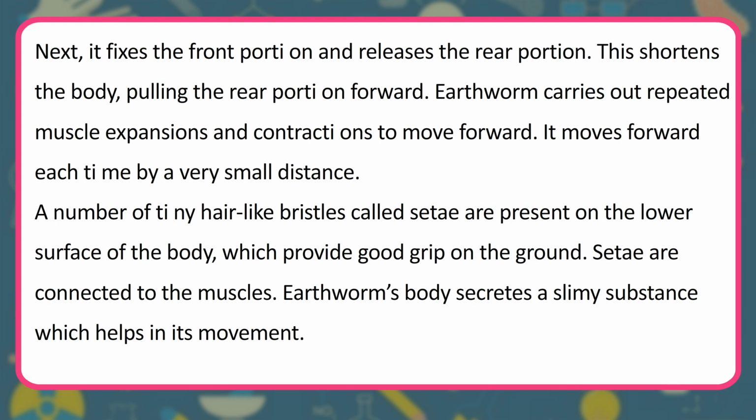Earthworm carries out repeated muscle expansions and contractions to move forward. It moves forward each time by a very small distance. A number of tiny hair-like bristles called setae are present on the lower surface of the body, which provide good grip on the ground. Setae are connected to the muscles. Earthworm's body secretes a slimy substance which helps in its movement.